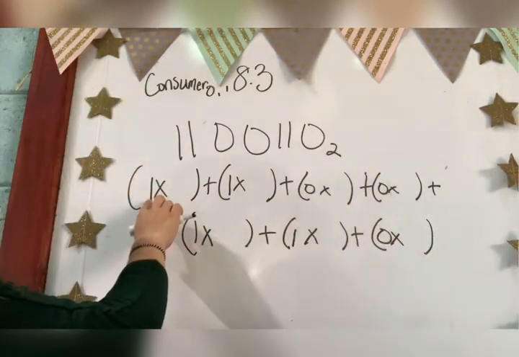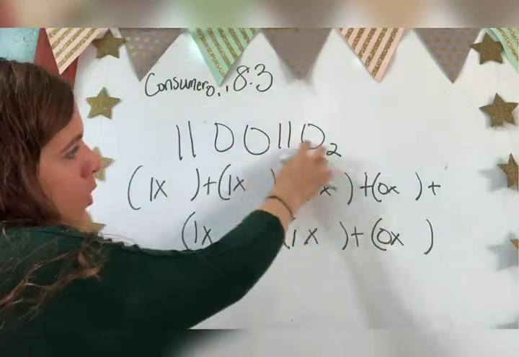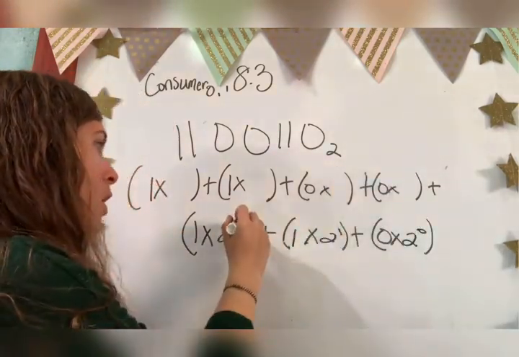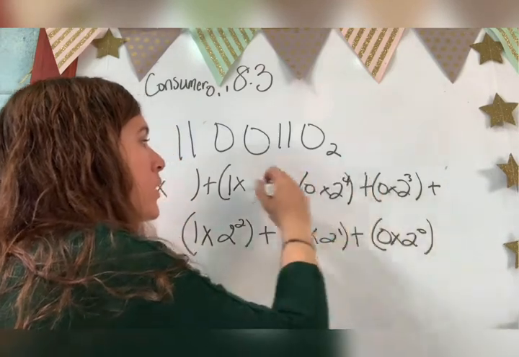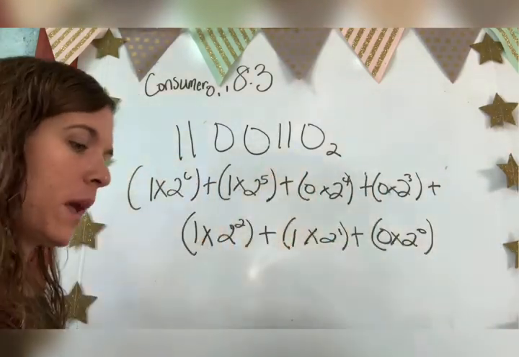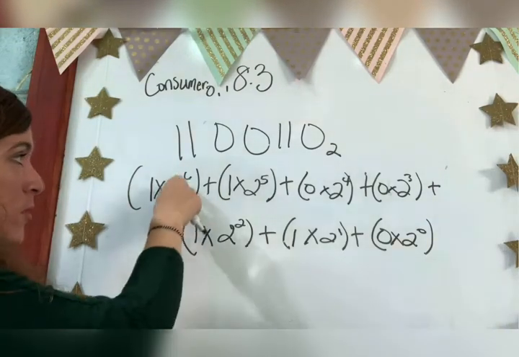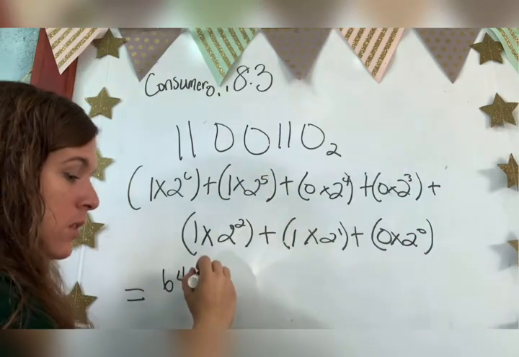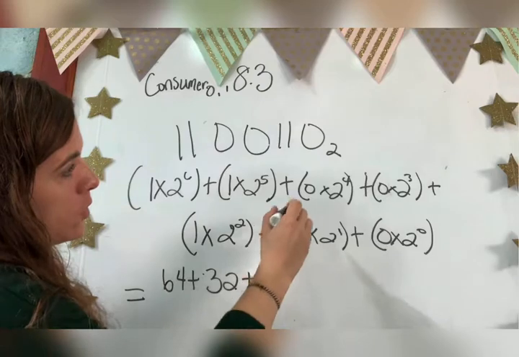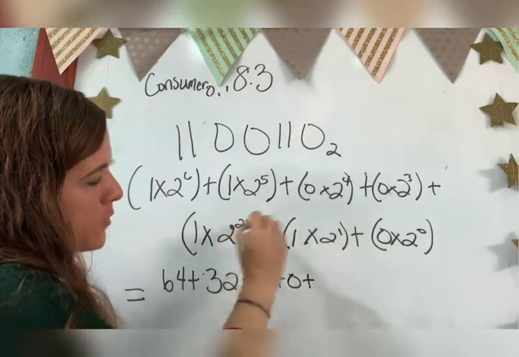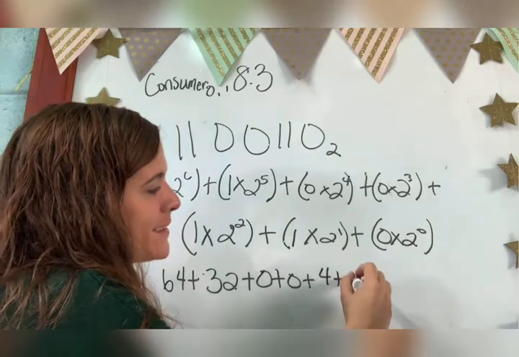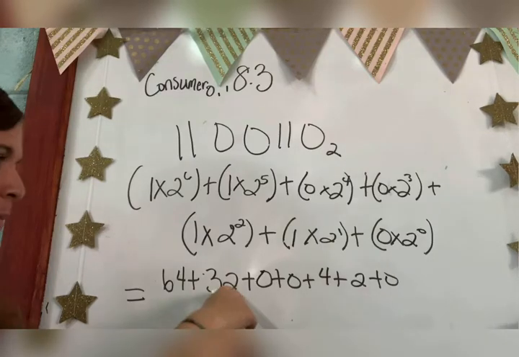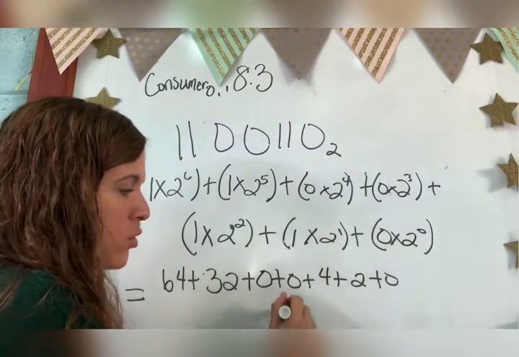Okay, so let's just make sure we have it right. 1, 1, 0, 0, 1, 1, 0. Okay, so I'm going to start here. 2 to the 0, 2 to the 1, 2 to the 2, 2 to the 3, 2 to the 4, 2 to the 5, 2 to the 6. Okay? Whew. So here we go. 1 times 2 to the 6 is 64. Plus 1 times 2 to the 5th is 32. Plus 0 plus 0 plus 1 times 2 to the 2 is 4. Plus 1 times 2 to the 1 is 2 plus 0. So now we have 64 plus 32 is 96. Plus 4 is 100. Plus 2 is 102 base 10.